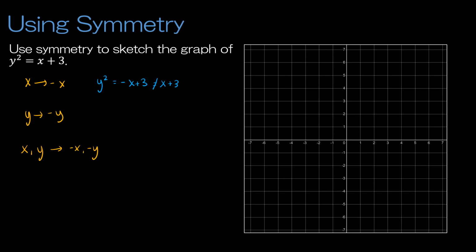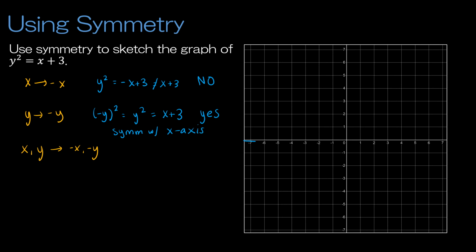And the answer is no. If x were 0, yes, that would work out. But if x is anything else, those two values will be different, so that is a no. If I replace y with negative y, that's going to give me negative y squared. And negative y squared, as we know, is going to be a negative times a negative, which is a positive. So that's still going to give me y squared is equal to x plus 3, which is the same as where I started. So that is a yes, and that means it's symmetric with respect to the x-axis.